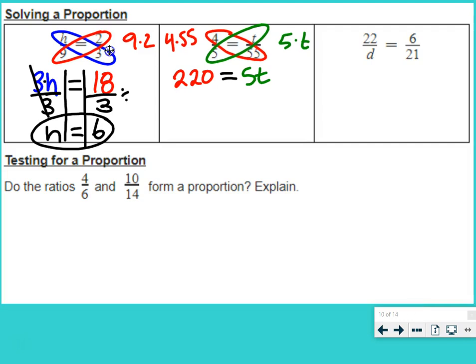Now we need to get that variable t all by itself. So again, we're going to solve that equation. 5 times t. How do we undo 5 times t? We divide by 5 on both sides. And we get t equals 220 divided by 5 equals 44.